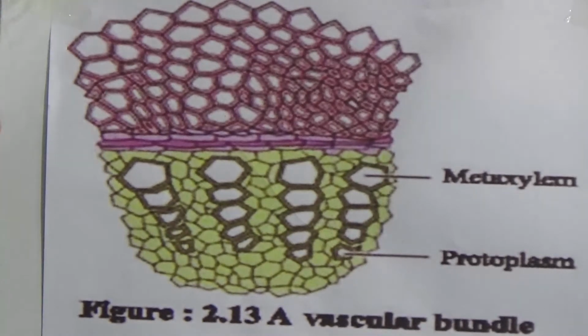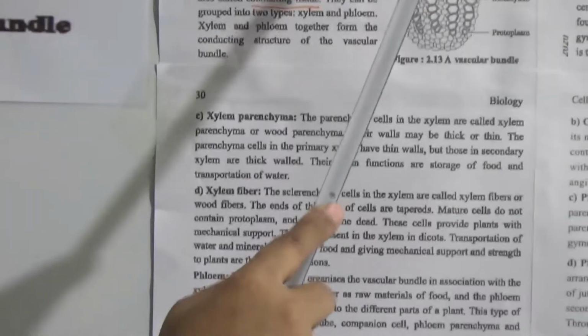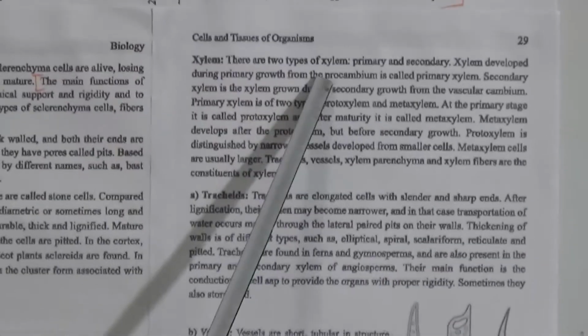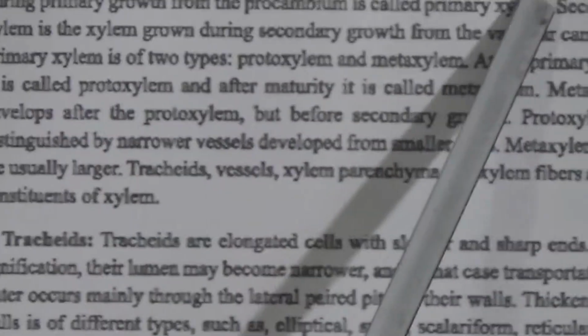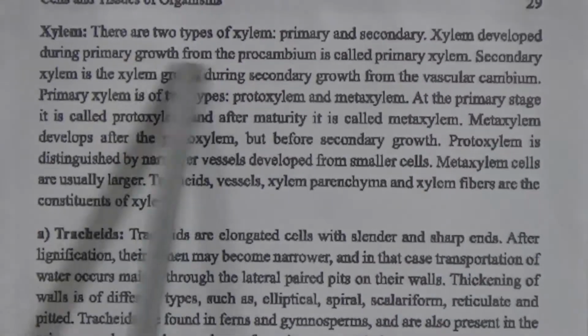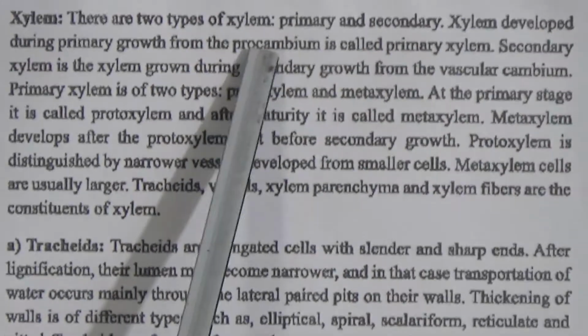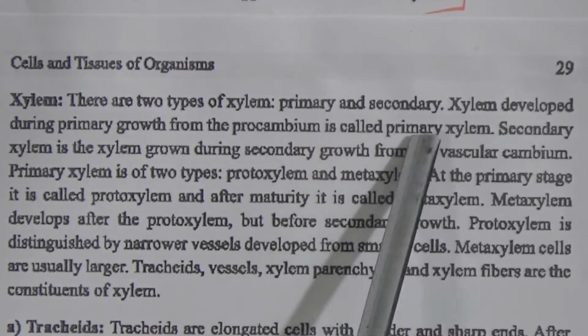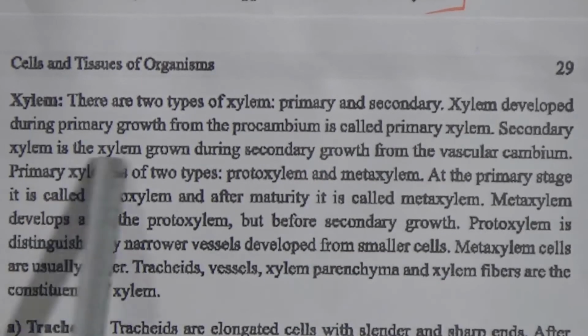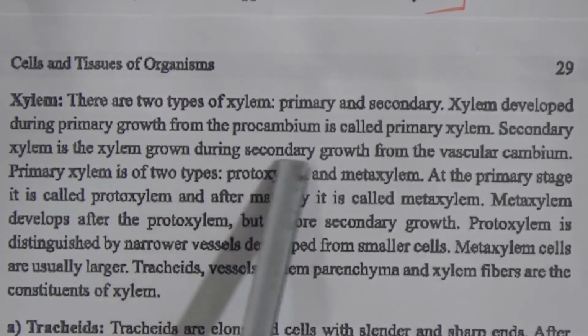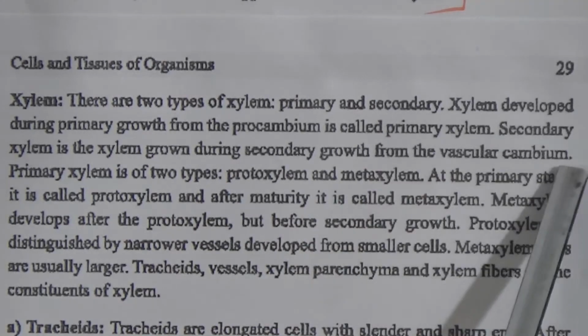Now come to xylem. There are two types of xylem, primary and secondary. Xylem that develops during primary growth from the procambium is called primary xylem. Secondary xylem is the xylem grown during secondary growth from the vascular cambium.